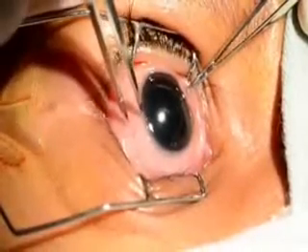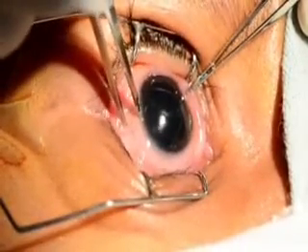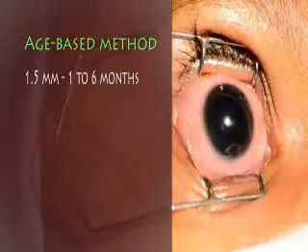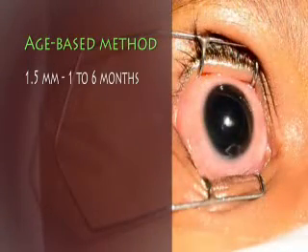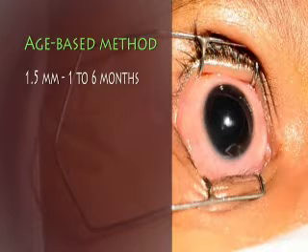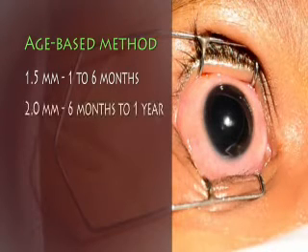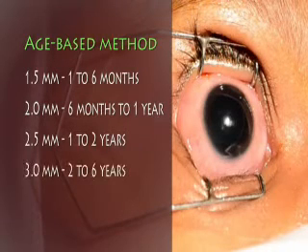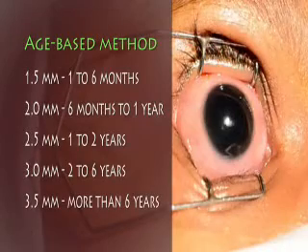An age-based method is used to determine the safe site for injection as follows: 1.5 mm posterior to the limbus in those aged 1 to 6 months, 2 mm in those 6 months to 1 year, 2.5 mm in those 1 to 2 years, 3 mm in those 2 to 6 years, and 3.5 mm in those above 6 years of age.